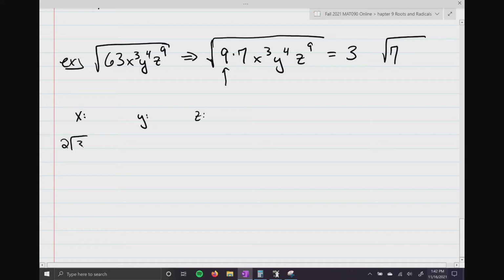2 goes into 3 once with a remainder of 1. So I got 1x on the outside, 1x on the inside. Now we're going to do the letter y. 2 goes into 4 twice with a remainder of 0. So I have 2 y's on the outside and no y's on the inside. I'm going to move this over.